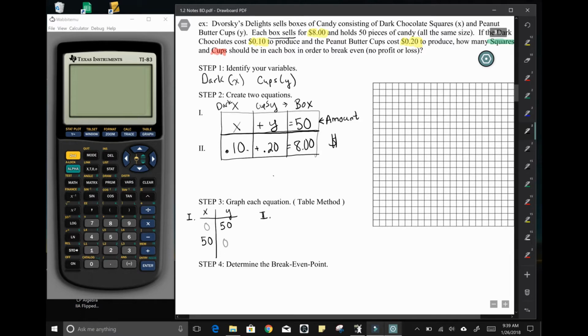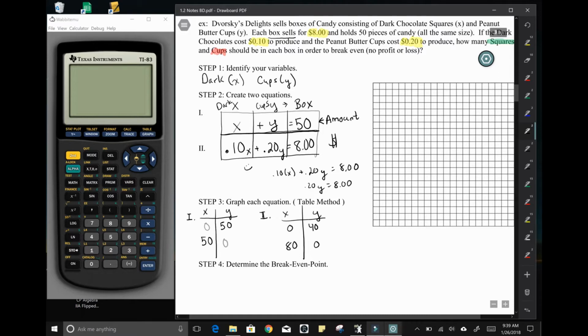So let's put our variables in there. 0.10x plus 0.20y equals $8. If you use the table method for both of those, if you plug in 0 for x, you have 0.20y equals 8, and you get y is equal to 40. And if you do the opposite, you get x equals 80 and y equals 0.